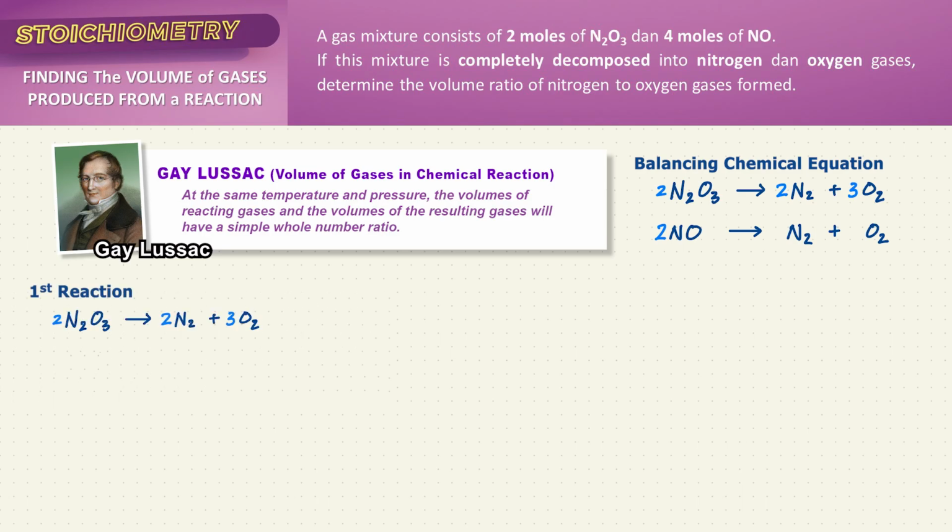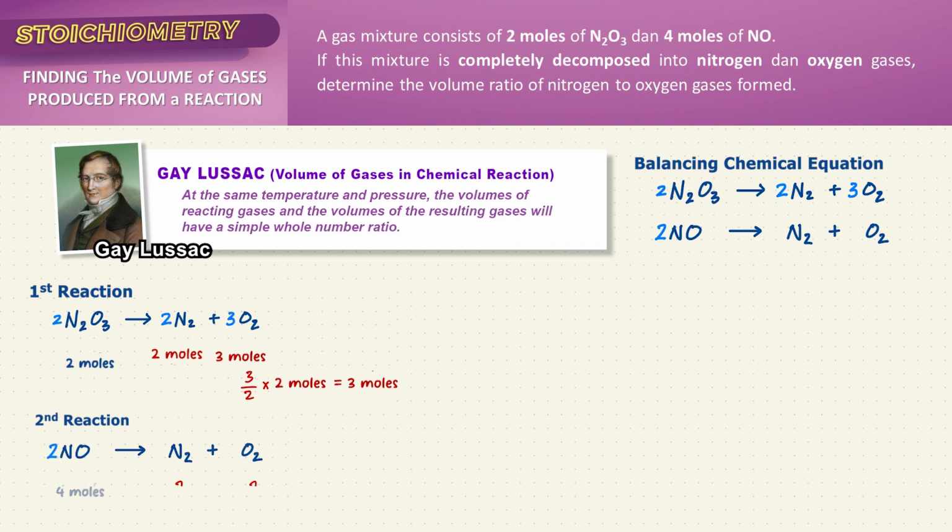The amount of N₂O₃ is 2 moles, because the coefficient of nitrogen gas, or N₂, is the same as that of N₂O₃. Therefore, the number of moles of nitrogen gas is also 2 moles. Meanwhile, for oxygen gas, O₂, its coefficient is 3. Therefore, the moles of oxygen is calculated as 3 divided by the coefficient of N₂O₃, and multiplied by 2 moles, resulting in 3 moles. Now, let's proceed to the second reaction analysis.